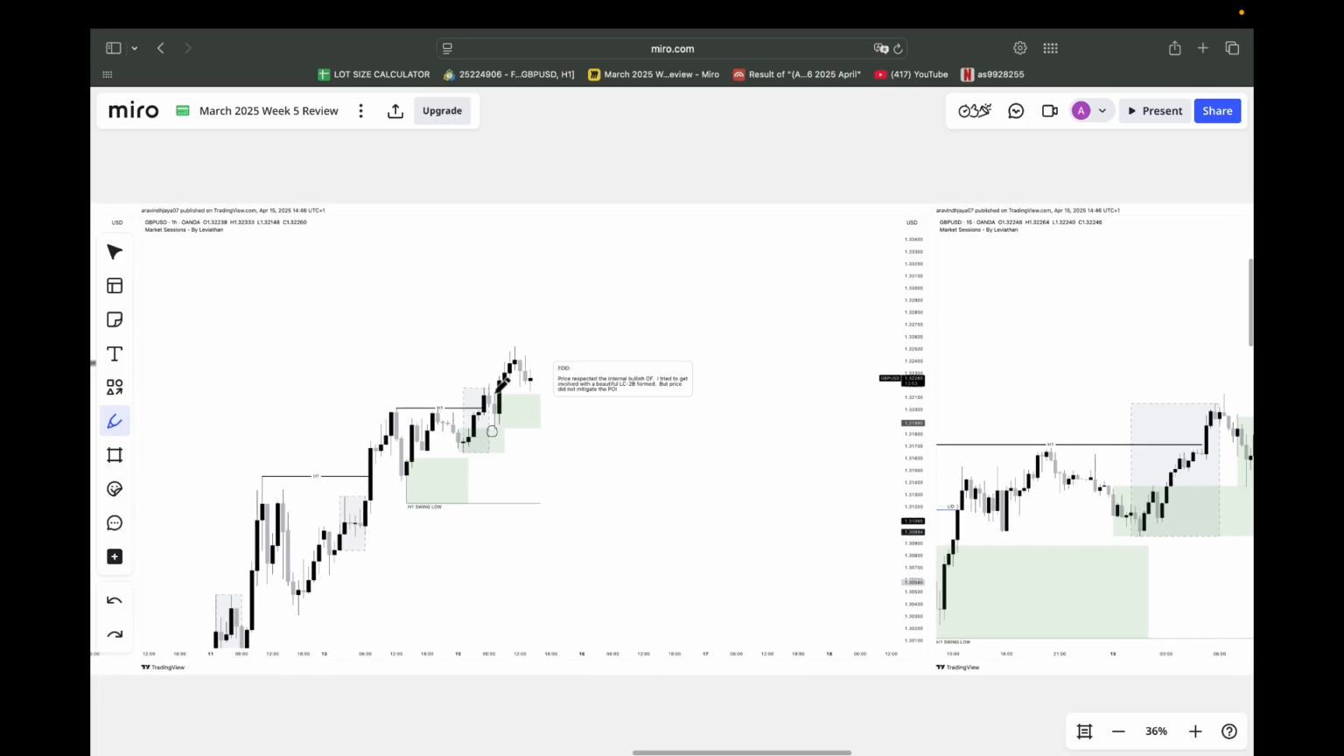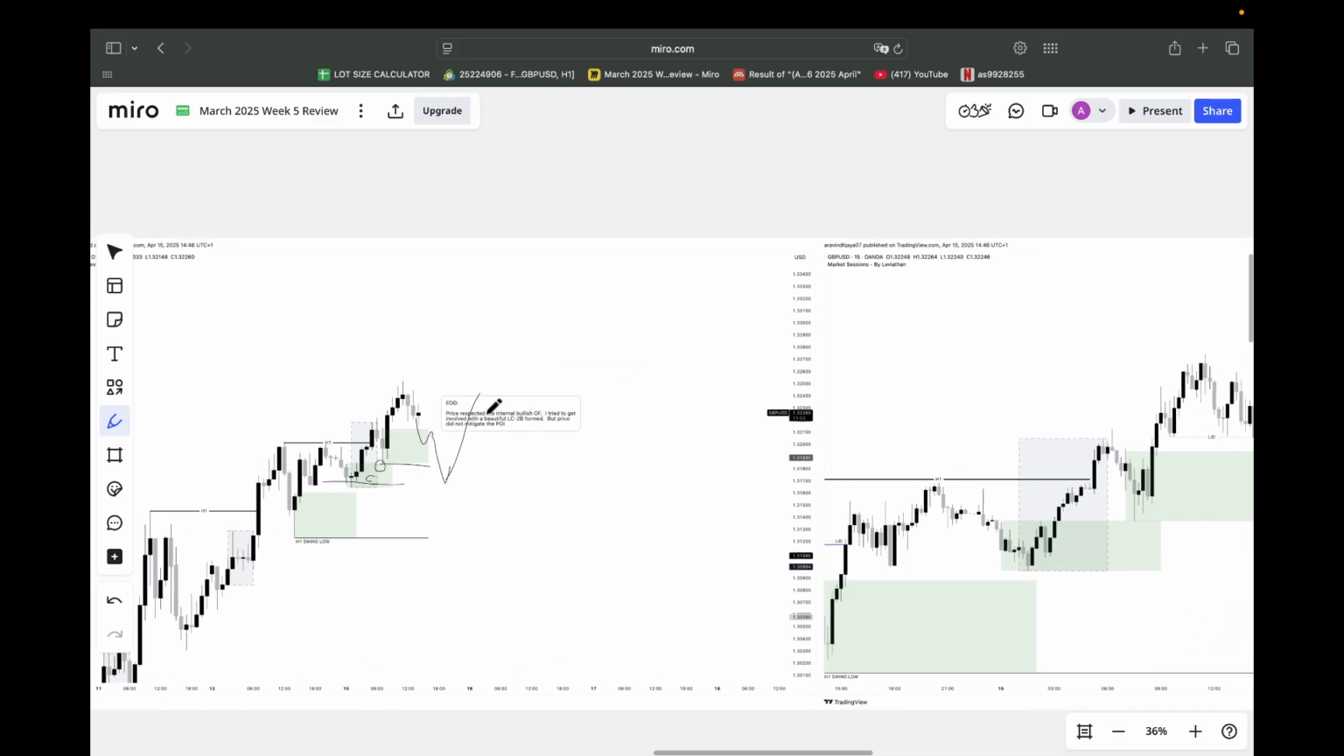So this POI was found, which means now this POI has got induced. So this POI will be inducement. So this becomes a valid POI. So that's how I trade. So price can respect this POI and push up, and this is also in the discount. So it can be valid, but time's up. There is no trade on this day.